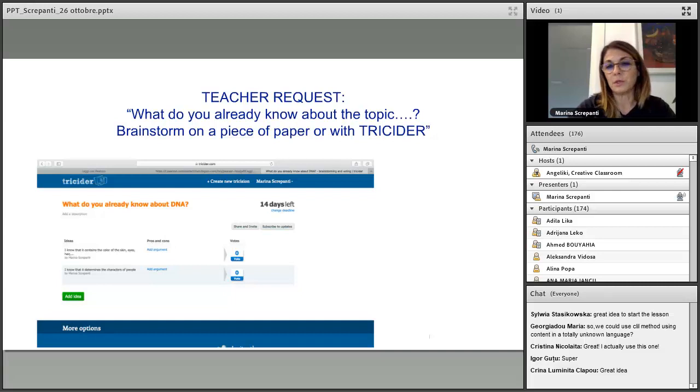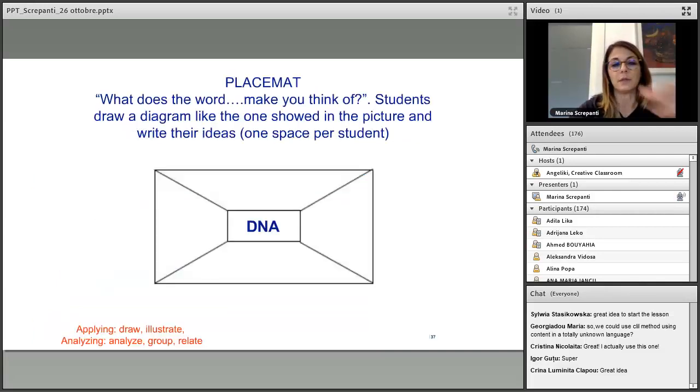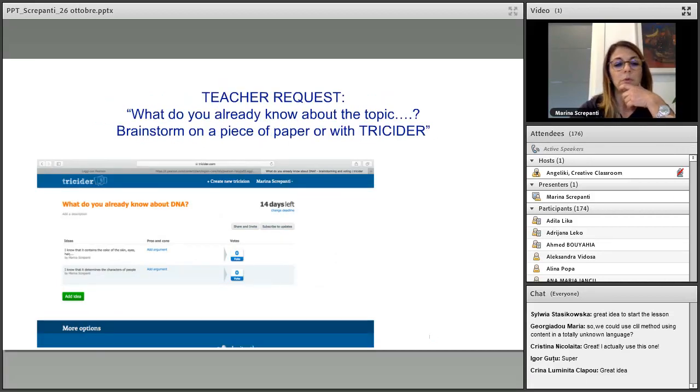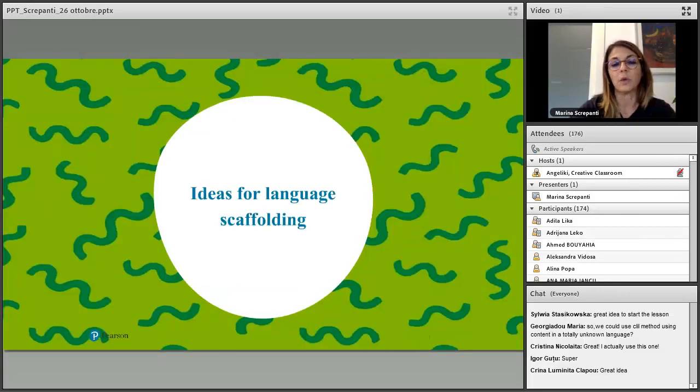Or you can also do it with a web tool. This is Three-sider. If you don't want to use paper, in case you are doing distance learning, you can use this. Ideas for language scaffolding.